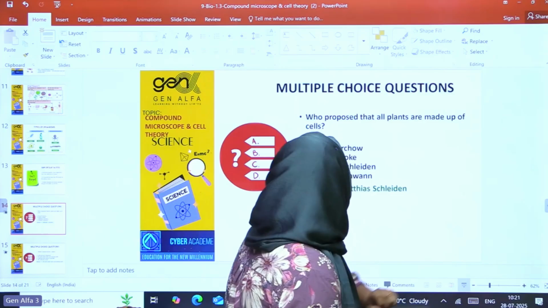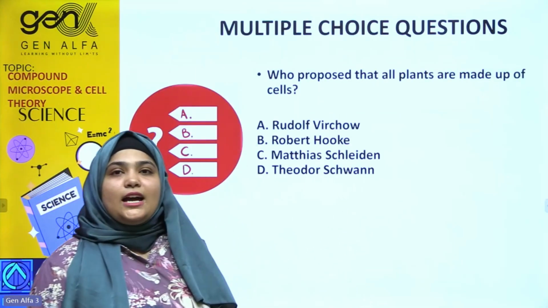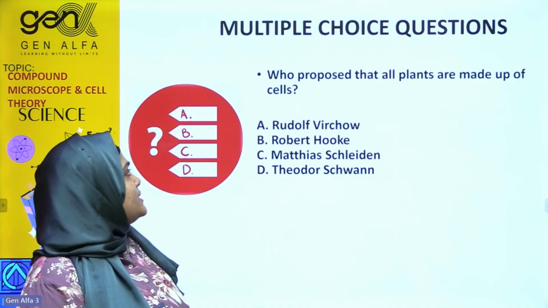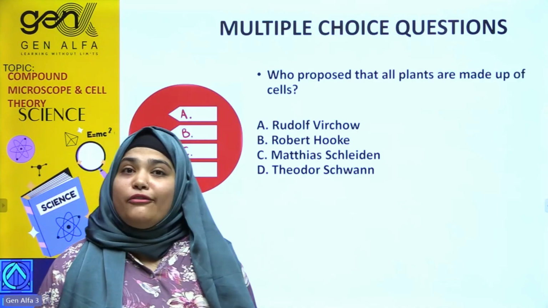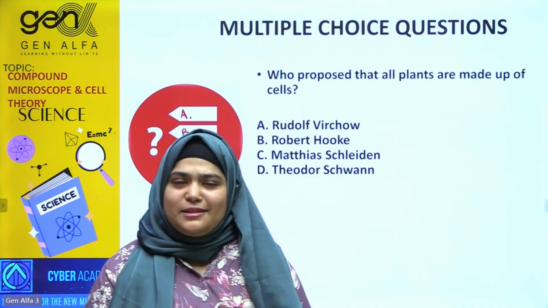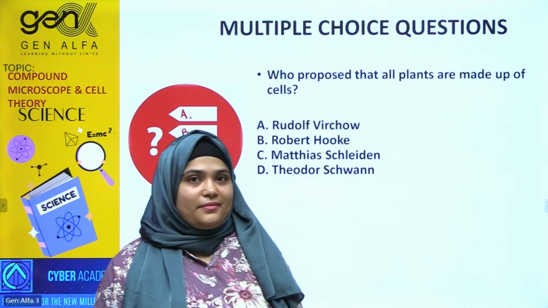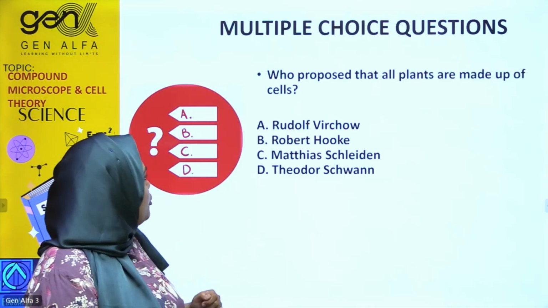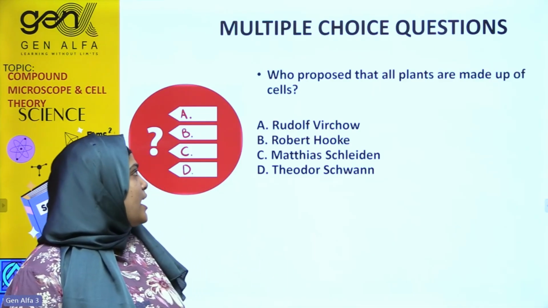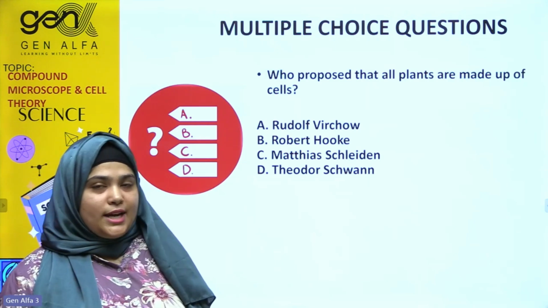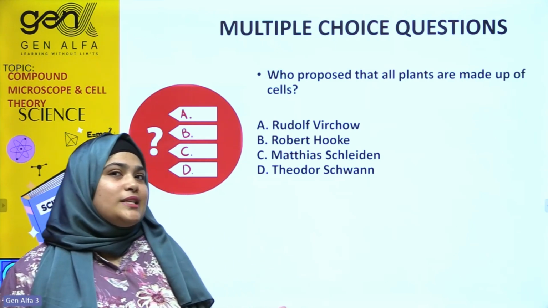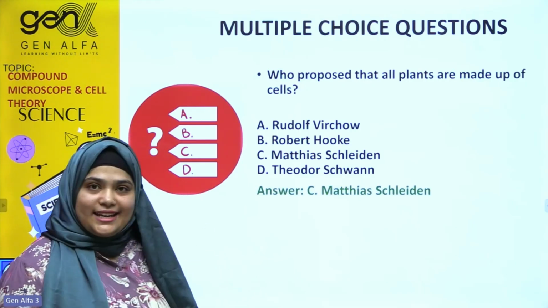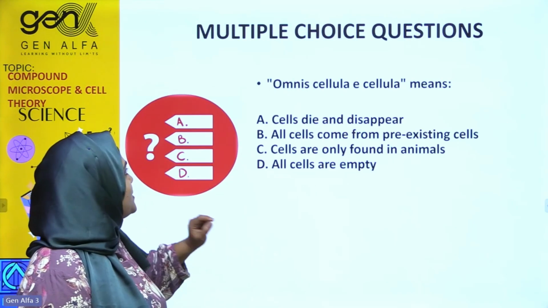Are you ready, students? Let's start with the very first question. Multiple choice question. Who proposed that all plants are made up of cells? Very simple. What is the correct answer? Rudolf Virchow, Robert Hooke, Matthias Schleiden, or Theodor Schwann? Students, I'm talking about plants. Who has given this statement? Scientist Matthias Schleiden. Good.